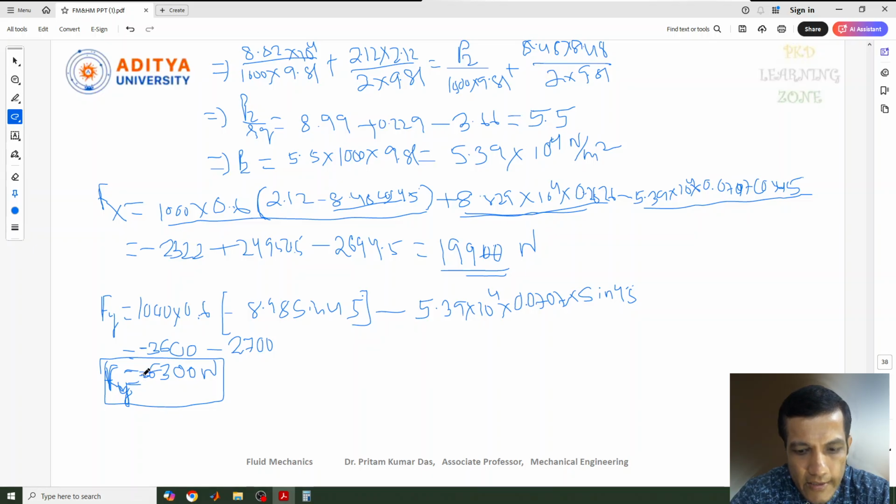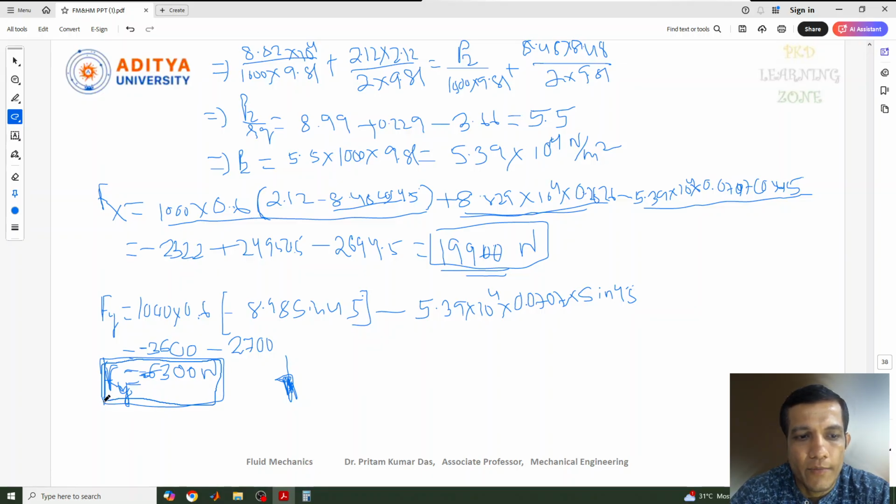Now if you see this negative value, that indicates that the force or the flow in the y direction is negative. This negative sign indicates that the flow is moving in the downward direction, or the force Fy is acting in the downward direction like this. This force is acting in the downward direction. So this is the value of Fx and this is the value of Fy.